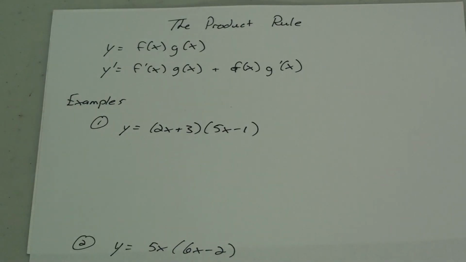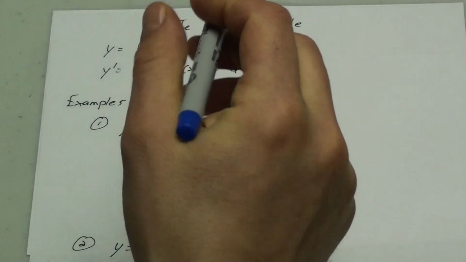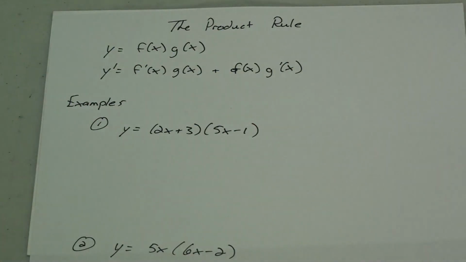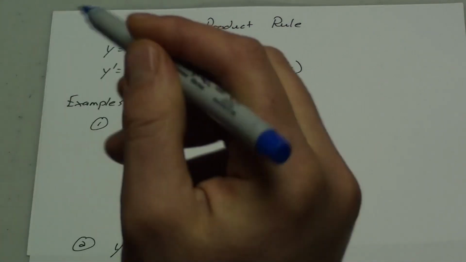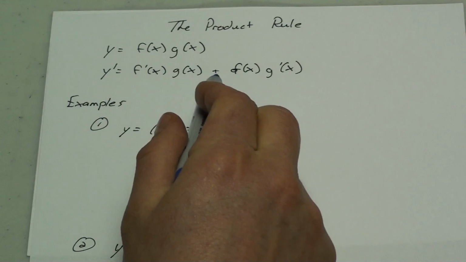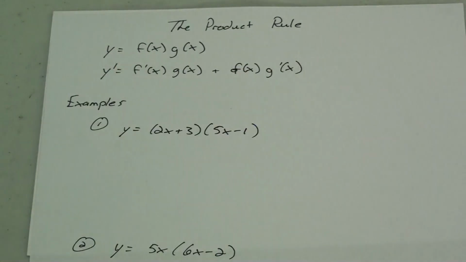Okay, this lesson is on the product rule. The product rule is where you have basically two brackets, two functions multiplying together, and you're taking the derivative of that. So the formula for it is you take the derivative of the first times the original of the second, plus the original of the first times the derivative of the second.